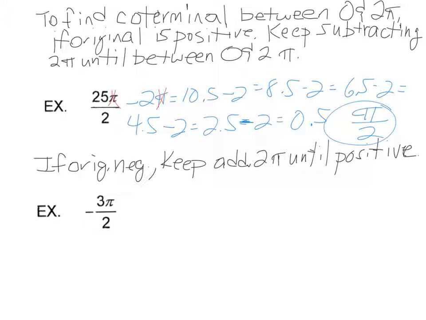If your original angle is negative, just keep adding 2 pi until you get a positive value. And again, for now, just leave off the pi. Do negative 3/2 plus 2, which is 0.5. Make that a fraction. That would be a half. And then put the pi back on. So that one would also be pi over 2.